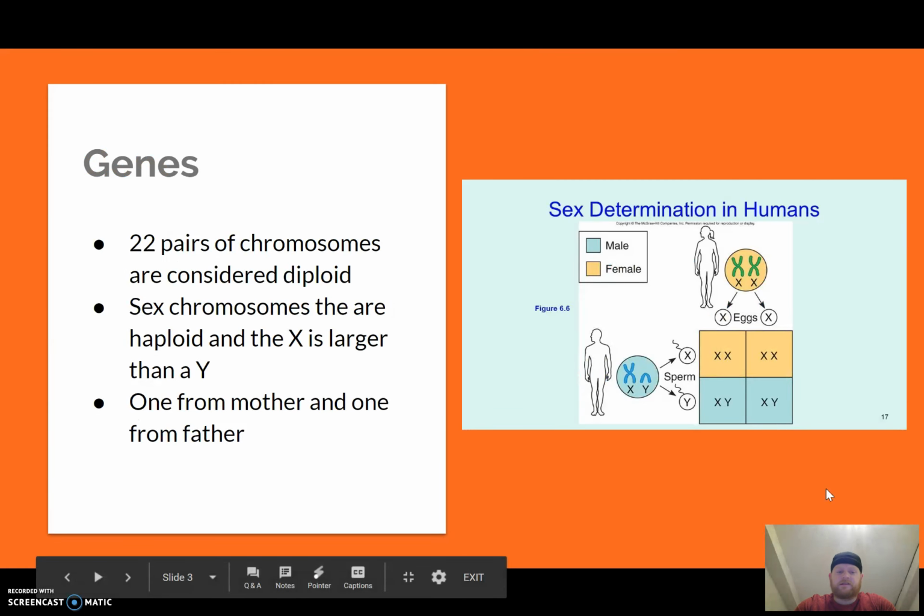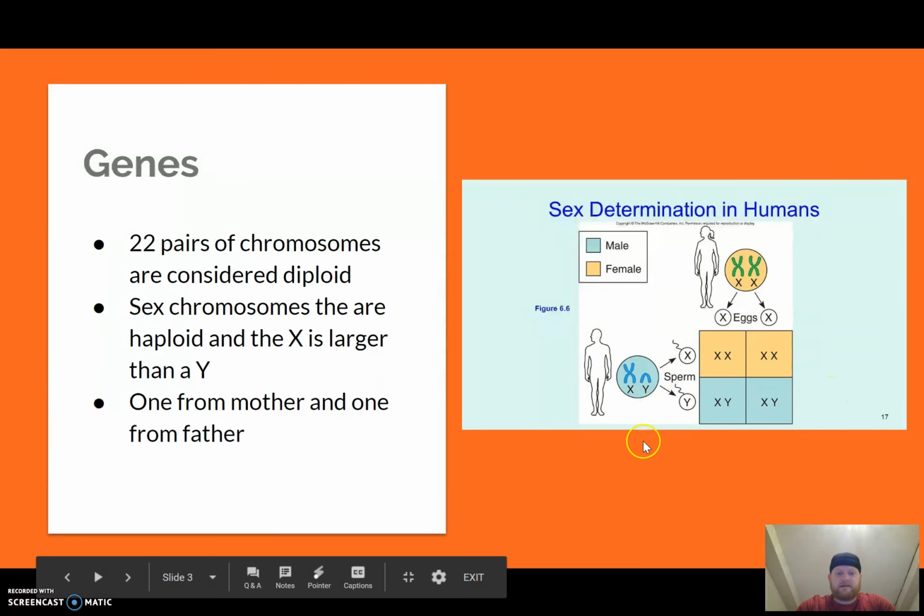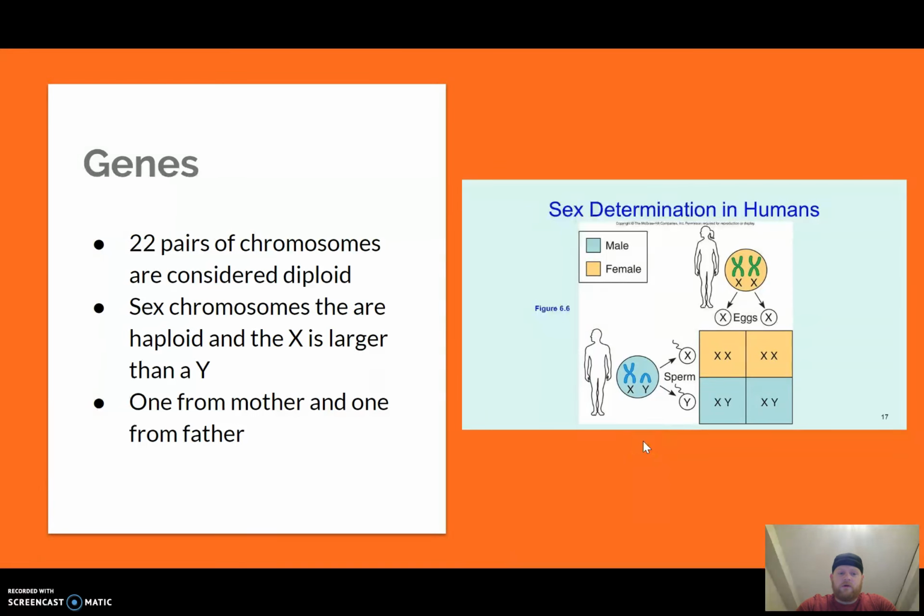So genes, with the 22 pairs of chromosomes, they're considered diploid. They're the same, except for the sex chromosomes. They're haploid in nature. And the X, as we saw in the earlier photo and here, the X is a lot larger than the Y. Okay, so one set comes from the mother, here, and one set comes from the father, here. All right?